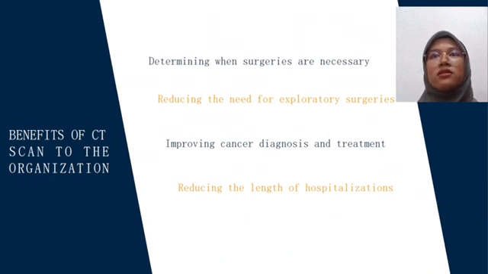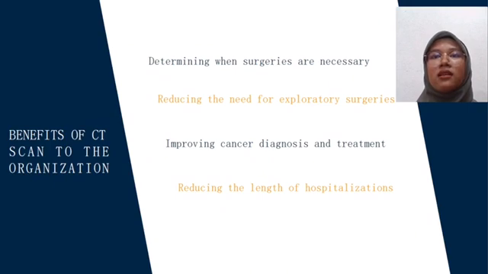Next, reduce the need for exploratory surgeries. A CT scan can also reduce the need for exploratory surgeries, which can lower the risk of complications and save time and resources. Besides that, improving cancer diagnosis and treatment.